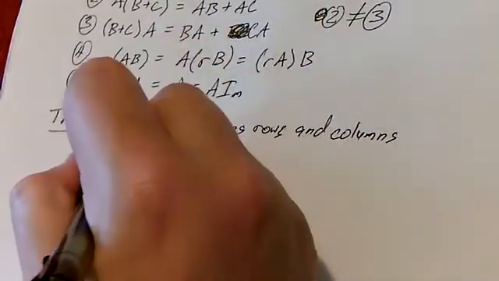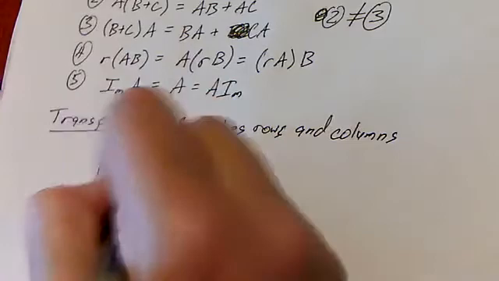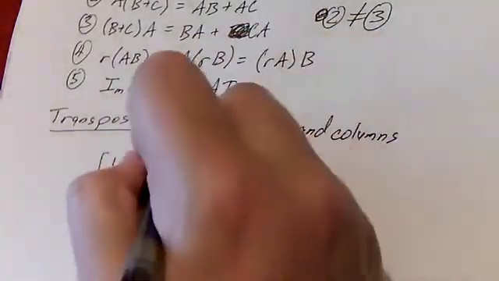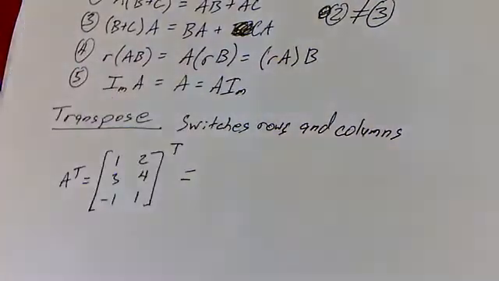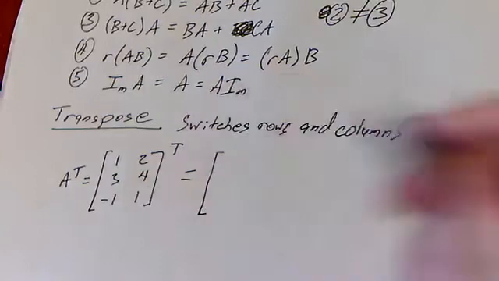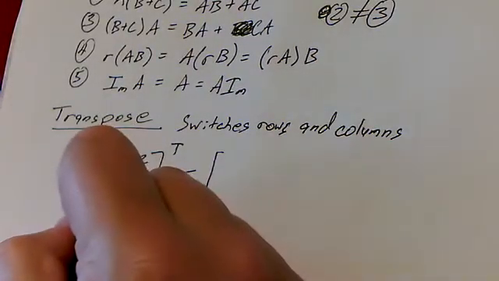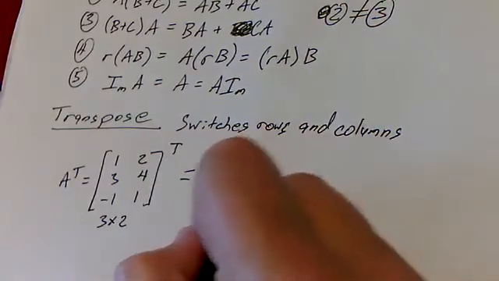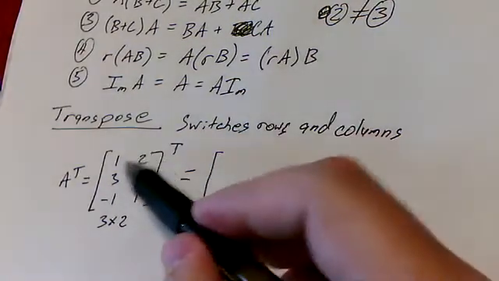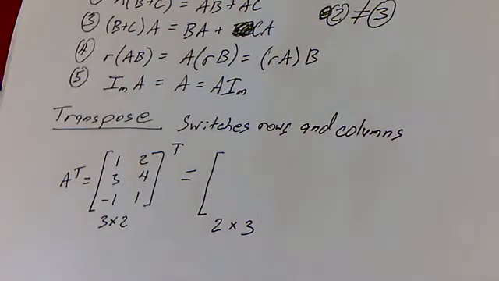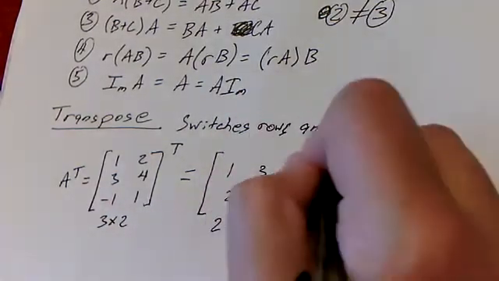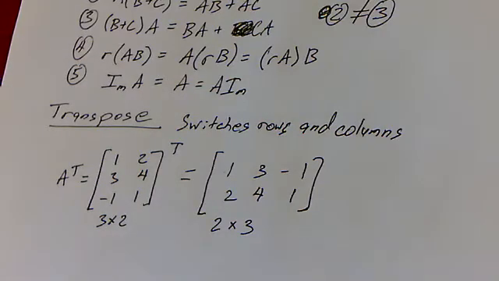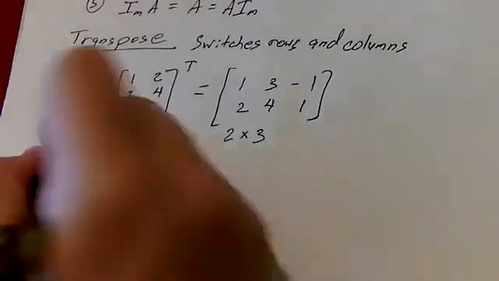So if I have a matrix here, 1, 2, 3, 4, negative 1, 1, and I want to take the transpose of this matrix, we represent the transpose with a small capital T as a superscript. So I'm looking for A transpose, and that's my matrix A. The transpose is going to switch the rows and columns. Right now this is a 3-row by 2-column matrix, so the transpose is going to be 2 rows by 3 columns. I take this first column, and it becomes my first row: 1, 3, negative 1. And then the same thing with the second column: 2, 4, 1. So we just switch the rows and columns. Fairly easy to compute a transpose.